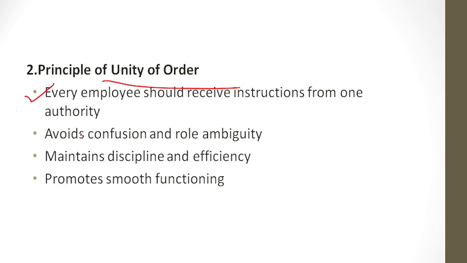It helps by avoiding confusion and role ambiguity. It maintains discipline and efficiency, and it also promotes smooth functioning of the whole institution. Like in our family, we have a father or a mother, a single authority who gives instructions or makes decisions for you. Similarly, in any institution, whatever order comes should come from one authority, and that is the principle of unity of order.